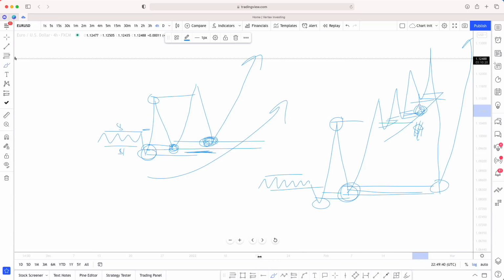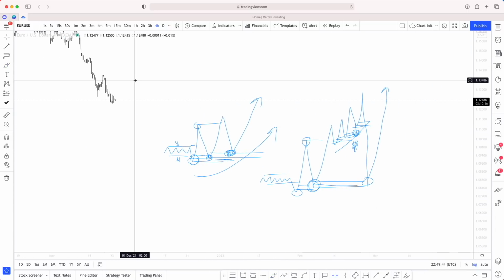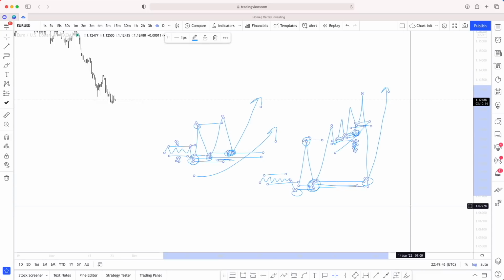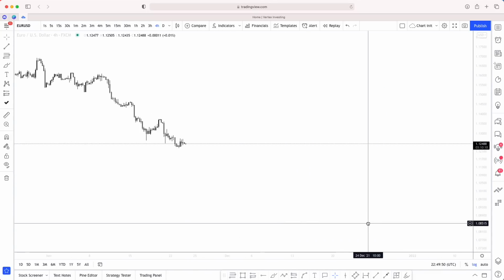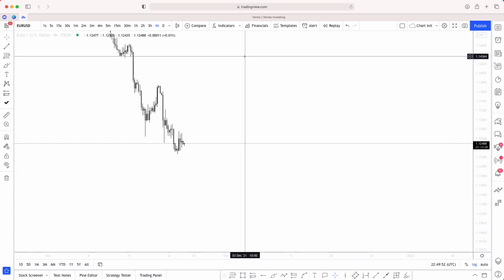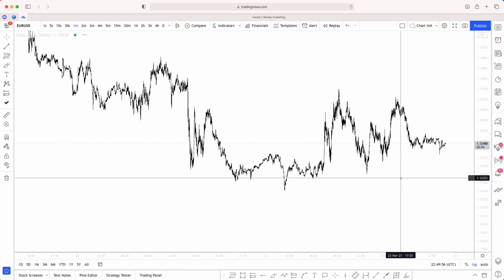Okay. Now, it's all well and good looking at a drawing, but let me try to find you an actual chart example. We'll be on Euro USD. Let's go. I'm sure I'll find something in a minute. So let's go to this morning.